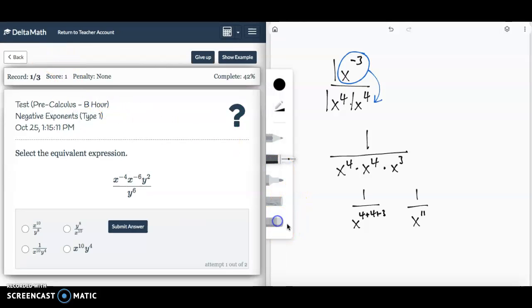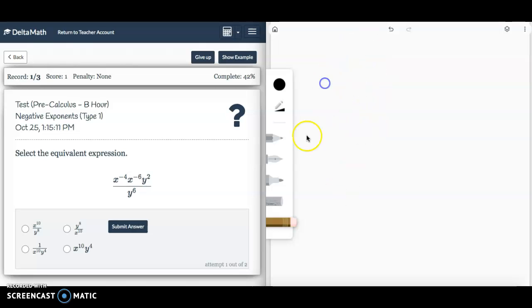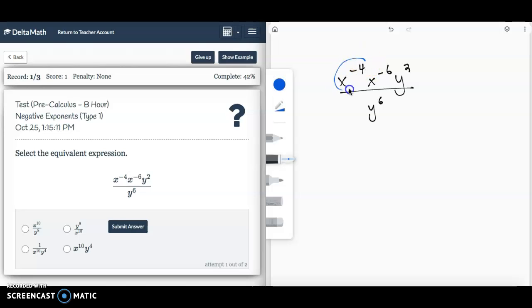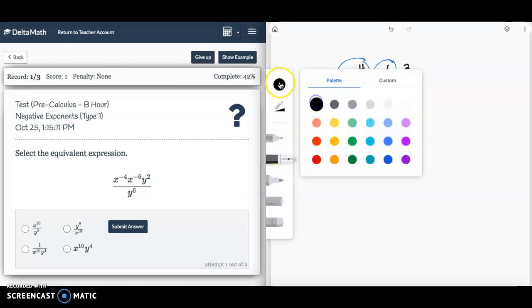All right, so now let's do this one. In this problem, please ignore any of the loud noises you hear out my window. In this scenario, we have an x to the negative fourth, an x to the negative 6, a y squared, all over a y to the 6. Right off the bat, I'm going to look and say, these things have negative exponents, so I'm going to put them where they belong. They're currently on the wrong side of the fraction.